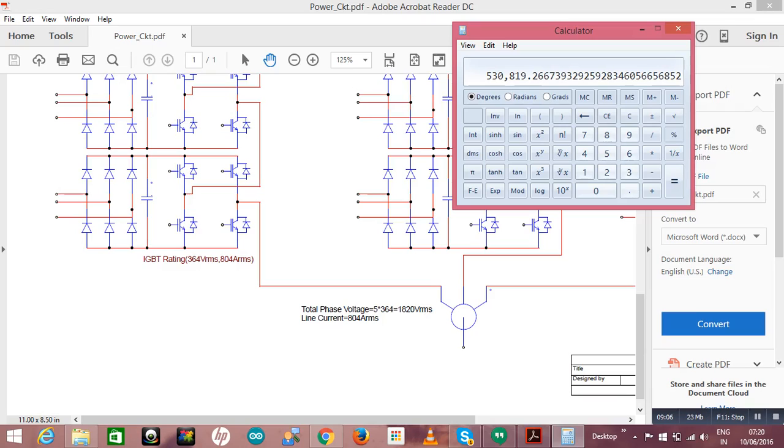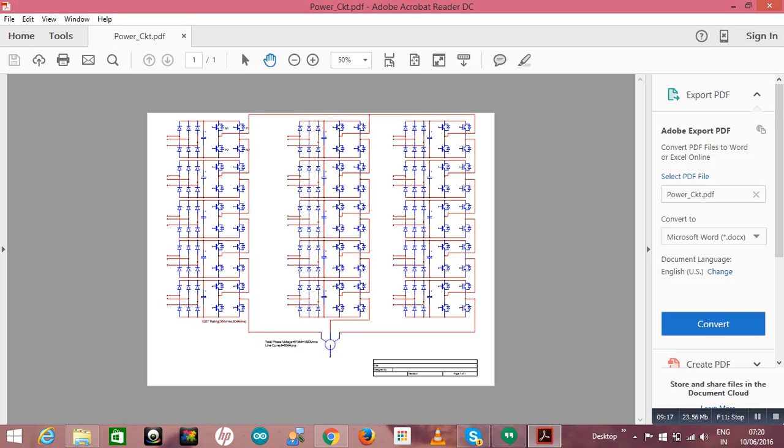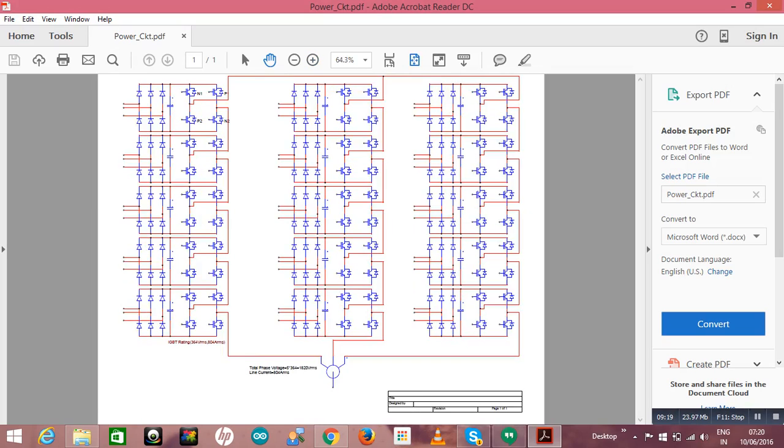So this is the explanation about the power circuit, and the architecture I think you understood. Absolutely, there is no problem, and handling this low voltage and current is absolutely not a problem.